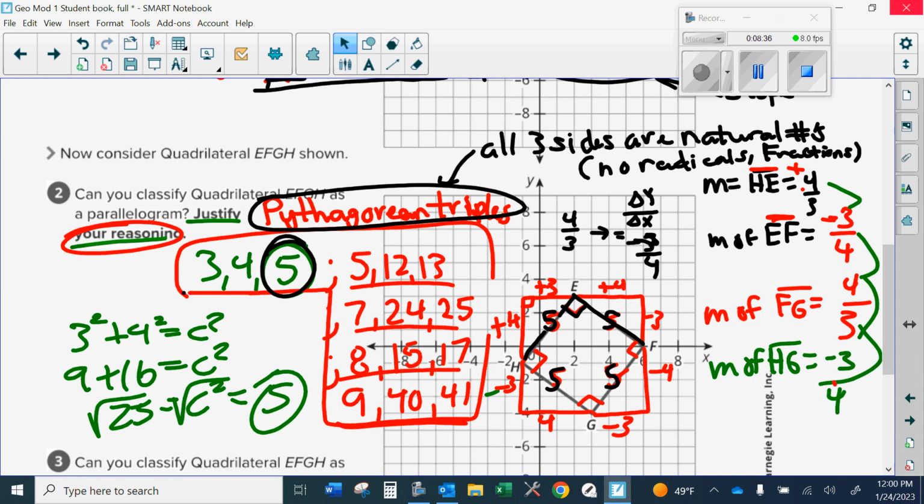By the way, right here are Pythagorean triples. That would have saved me from having to use the Pythagorean theorem. 3, 4, 5 is the most common one, and that's what we had right here. You have 5, 12, 13. Notice the longest side is always the last one, so that's always the hypotenuse. 7, 24, 25, 8, 15, 17, and 9, 40, 41, and any of their multiples. Those are called Pythagorean triples.